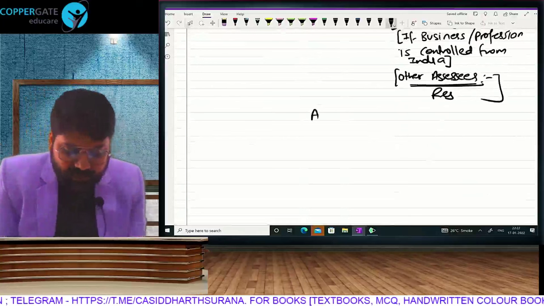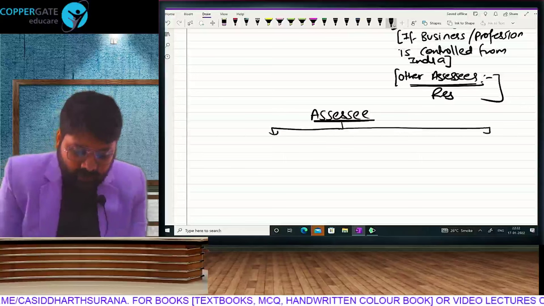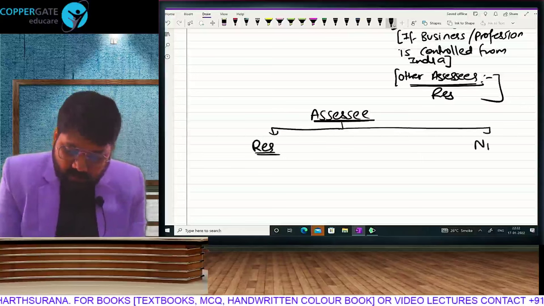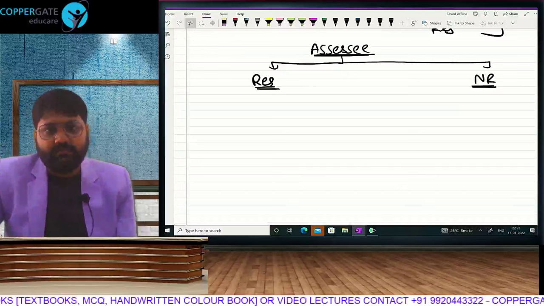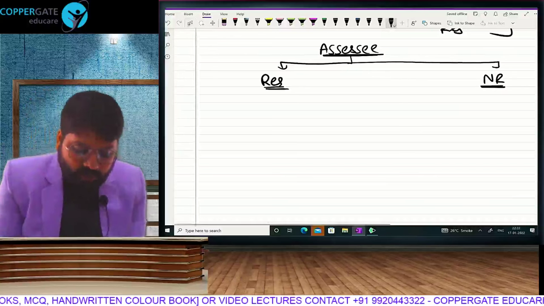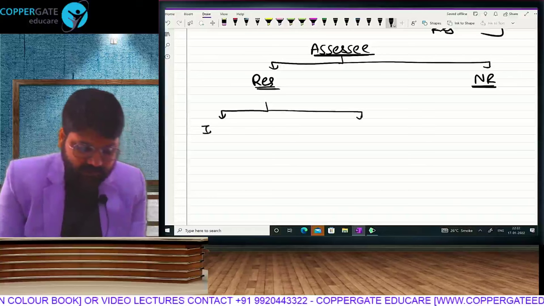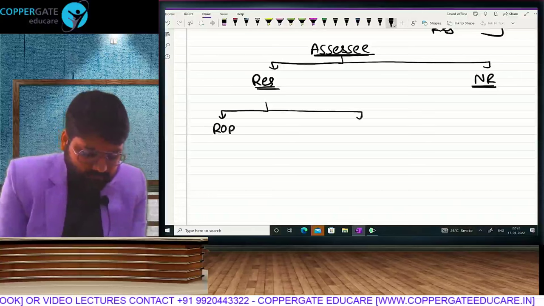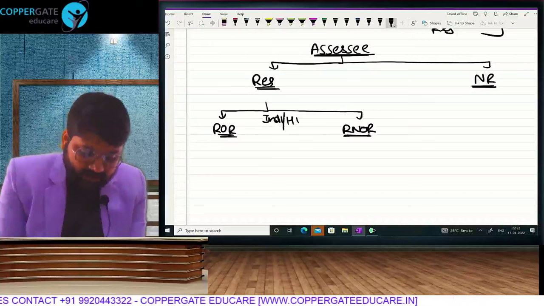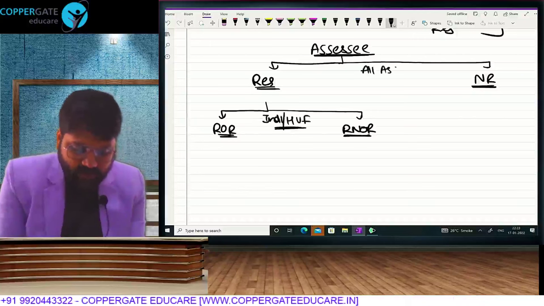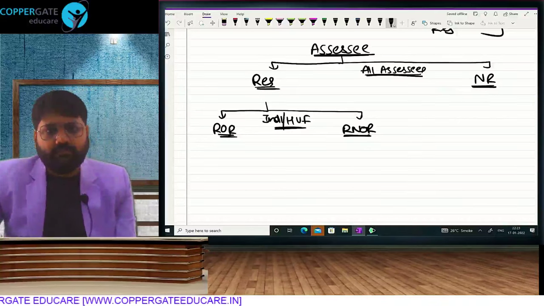In the second chart, this time I am going to divide my assessee into three categories. First category is going to be resident and non-resident. This applies to all assessees. And only if you are individual HUF, then there is further classification into ROR, RNOR. This happens only for individual HUF. The first division happens for all assessees. Do you agree with this?